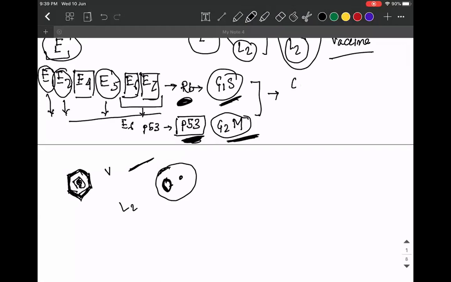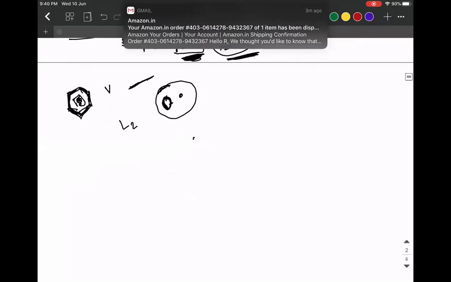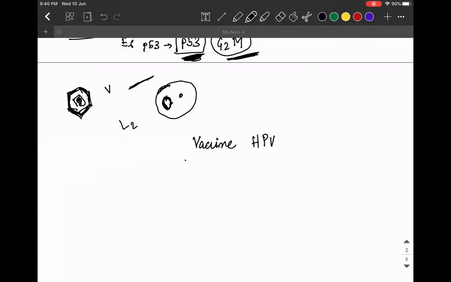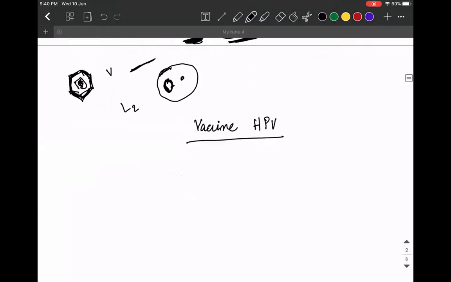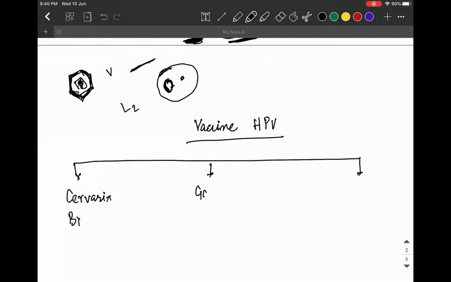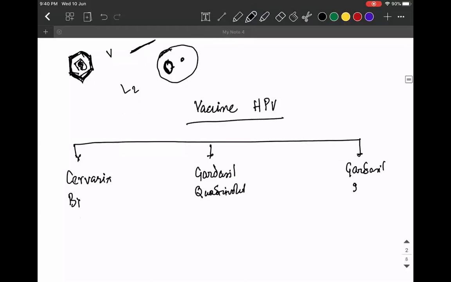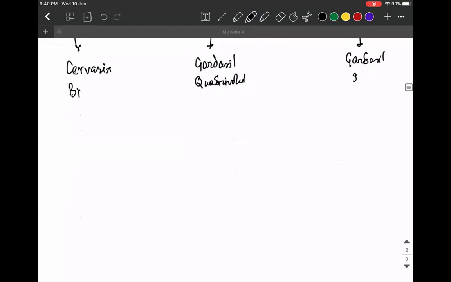So I'll move on to the vaccines proper. I'll just give an overview of what vaccines we have and how we administer them. The vaccines for the HPV virus, we all know, we have 3 vaccines now. The first one is Cervarix, which is the bivalent vaccine. The second one is Gardasil, which is the quadrivalent vaccine. And then the newest one is Gardasil 9, which is the nonavalent vaccine. So there are 9 strains of HPV in Gardasil 9. So what are those strains?